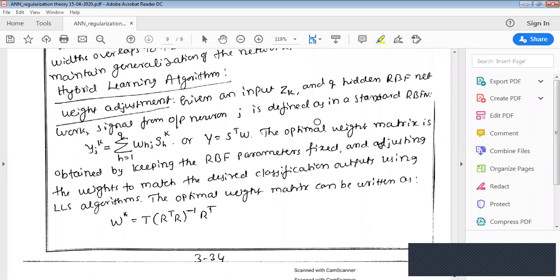In the hybrid learning algorithm, let us take the input as Z K and a hidden RBF network, and the signal from the output neuron J is defined in a standard neural network as W Y. Y is your output. Y is a function of the input samples, defined in delta, and the weight vector. So simply y is equal to W into delta, that you remember. Or let us say y is equal to S transpose into W. Okay. So the optimal weight vector is obtained by keeping the RBF parameters fixed. So what I'm going to do is fix the center but vary the weight vectors.